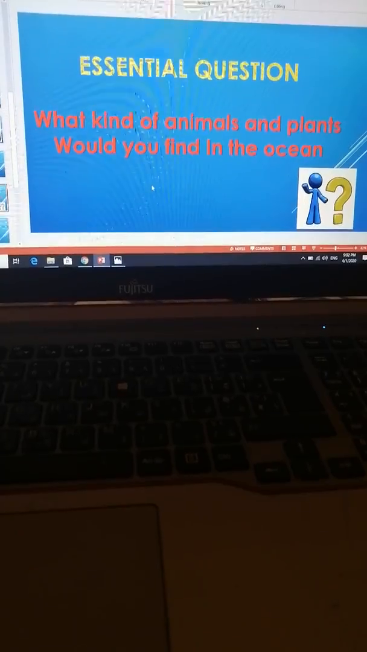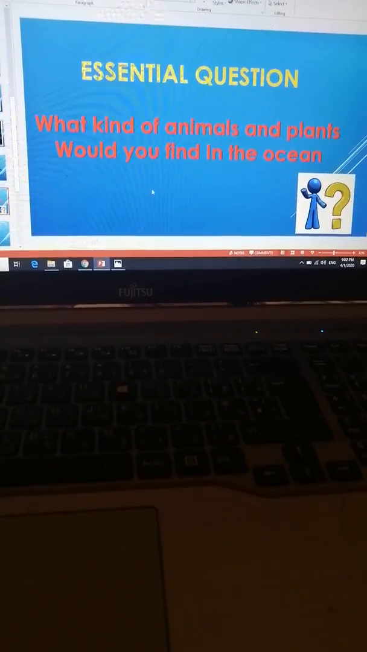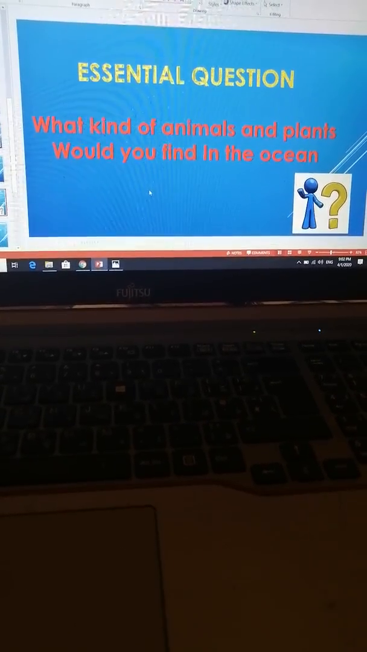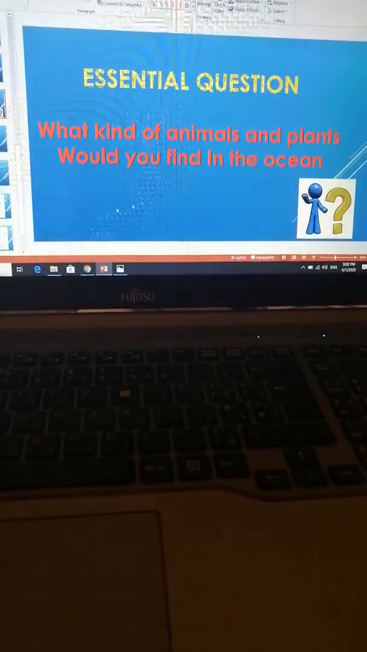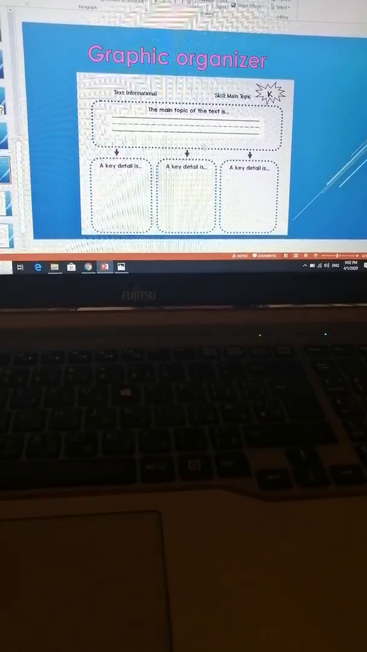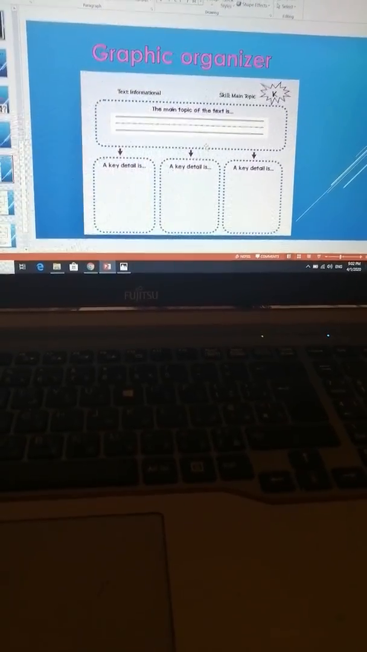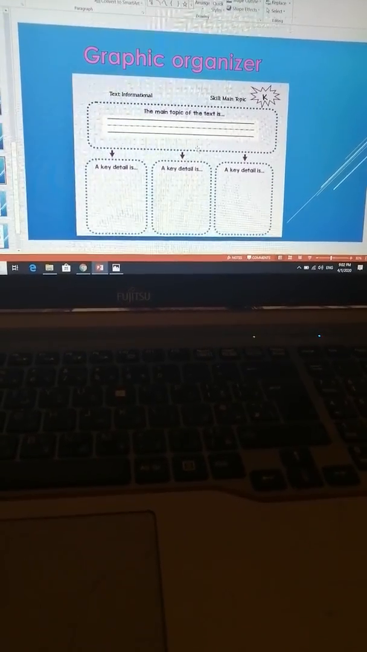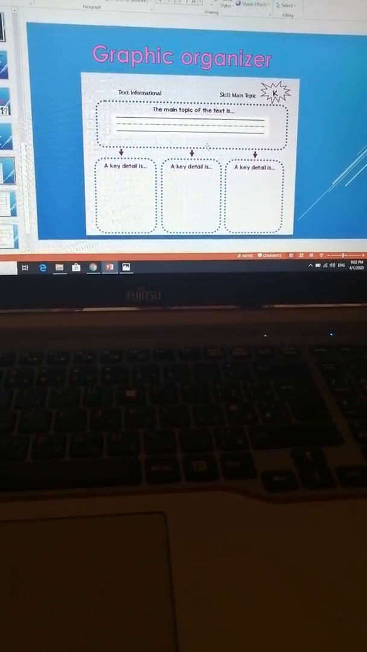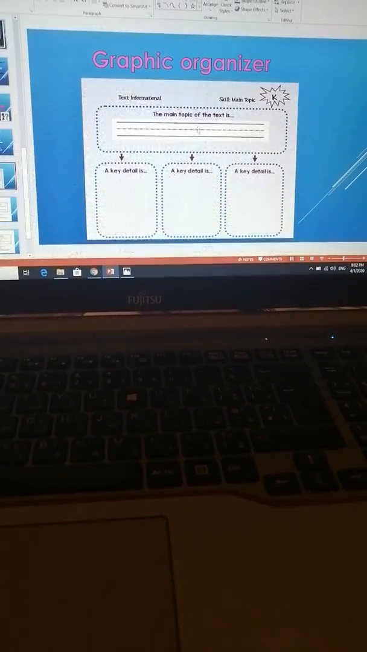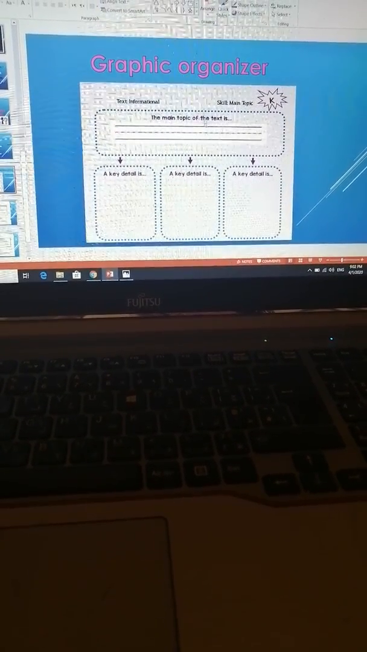My essential question is, what kind of animals and plants would you find in the ocean? Here we finished our story. Now we will go to this paper. It's called the graphic organizer. Here I can write what the topic is.